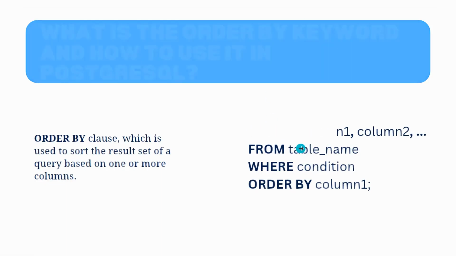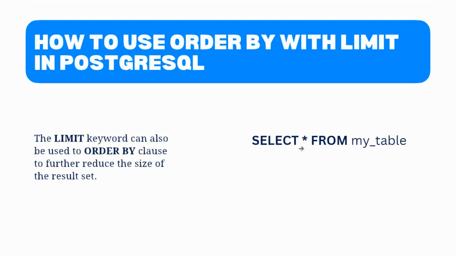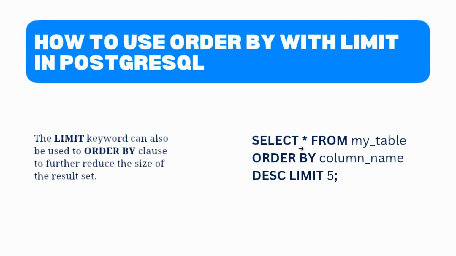Now move to the next topic, how to use the order by clause with a limit keyword in PostgreSQL. So first we need to know what limit does. The limit clause is used to restrict the number of rows returned by a query. Suppose you run a query and the returned result contains thousands of rows, but you want only 500 rows, 400 rows or 300 rows. So you can use limit to reduce the number of records in the result.